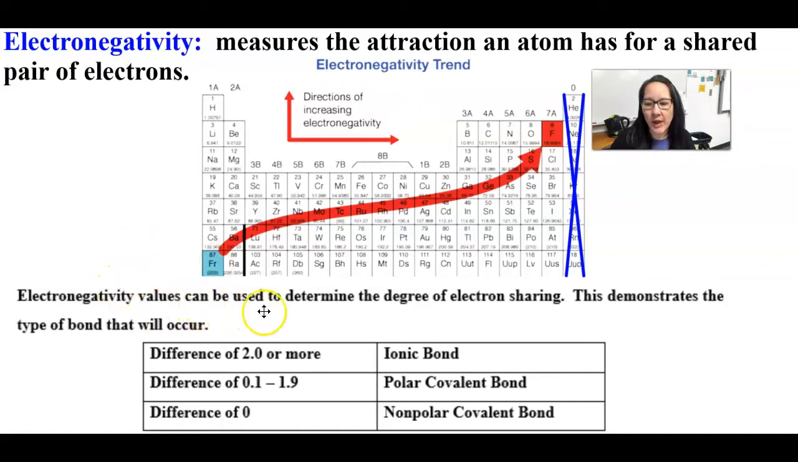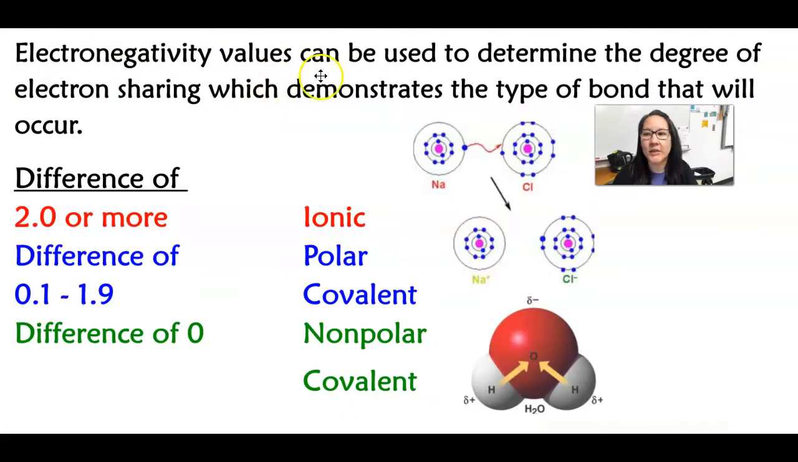So electronegativity values can be used to determine the degree of electron sharing. This demonstrates the type of bond that would occur. If you have a difference of 2.0 or more, you have an ionic bond. 0.1 to 1.9 is polar covalent, and the difference of 0 will be nonpolar covalent. So between two elements, you'll be asked, are they going to form an ionic compound, a polar covalent compound, or a nonpolar covalent compound? And we can use this scale to figure that out.